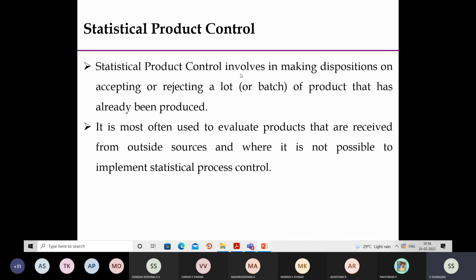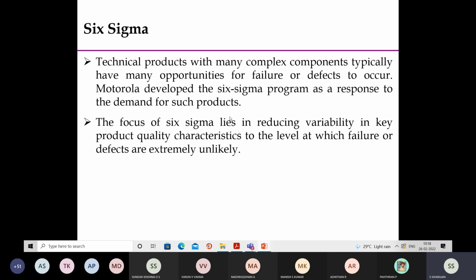Statistical process control, that is process control. Product control involves making dispositions, accepting or rejecting. So in process control, we have to find out what is the problem in the process. In product control, we have to find out whether it's acceptable or rejected. And then Six Sigma, I think we have a separate module on Six Sigma. The methodology is there.